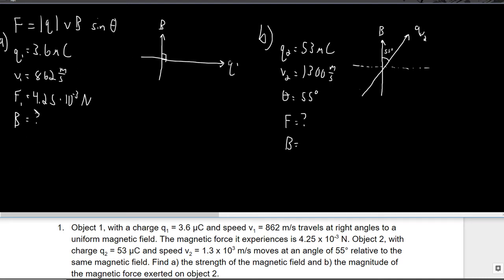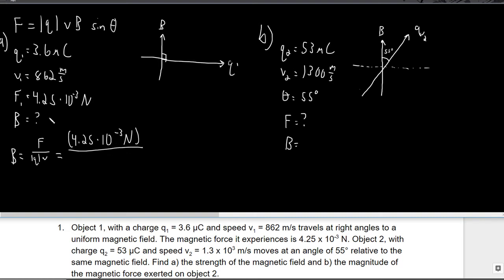If I need to get B by itself, this is pretty easy. Algebraically, it's being multiplied by Q and V, so to get Q and V over to the other side, I'm just going to divide by that on both sides. So I've got force over the absolute value of Q times V. In this case, the force we said was 4.25 times 10 to the negative third newtons. I'll put that in parentheses just because it's scientific notation.